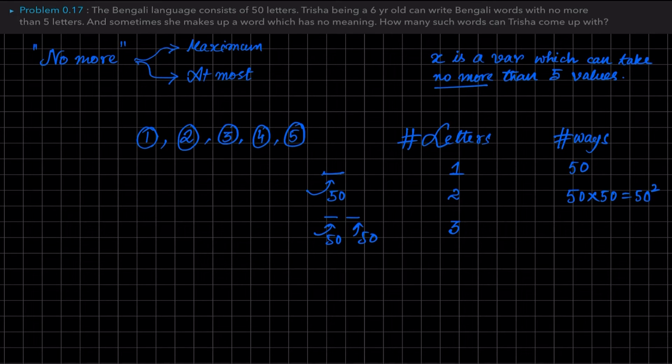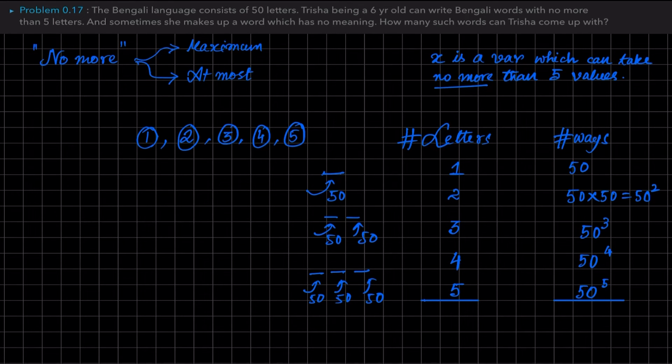Alright, time for the number of possible words with 3 letters. Well, the first place, 50 choices, the second one, 50 as well, and the third one, 50 as well. So this is 50 cubed. For the words with 4 letters, you have 50 to the power 4 number of ways with a similar explanation. And for the words with 5 letters, you have 50 to the power 5. Now let's look at the question once again. How many words can Trisha come up with?